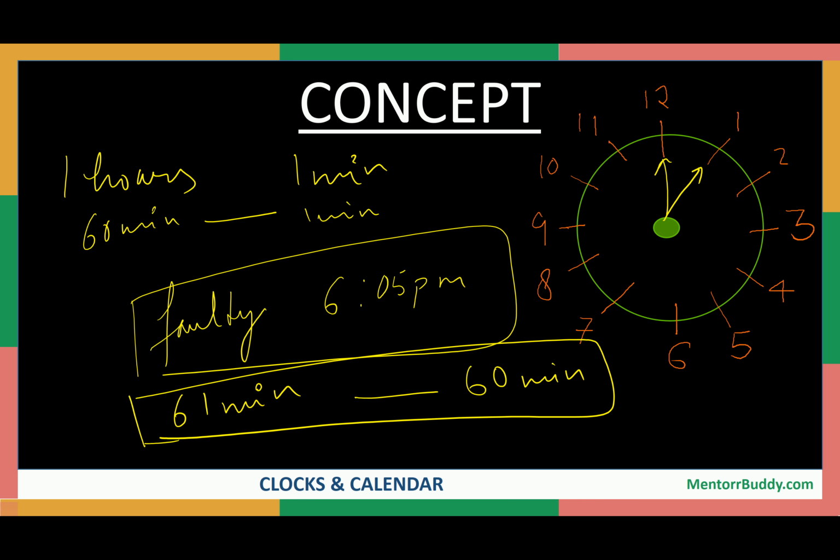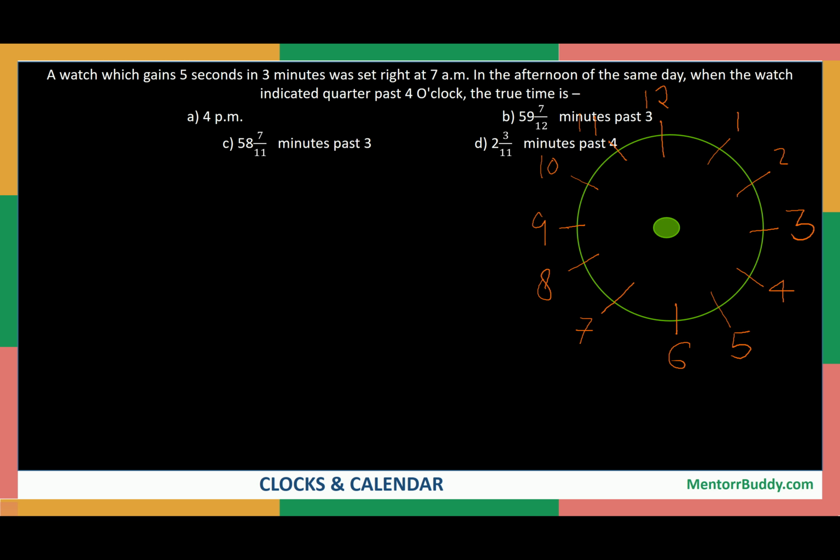So we'll use the unitary method in our question, which says a watch gains 5 seconds in 3 minutes. It means the faulty clock is moving 185 seconds, since 3 minutes means 180 seconds, right? So for every 185 seconds, that is 3 minutes 5 seconds, of a faulty clock, the original clock will move 180 seconds. This is correct.